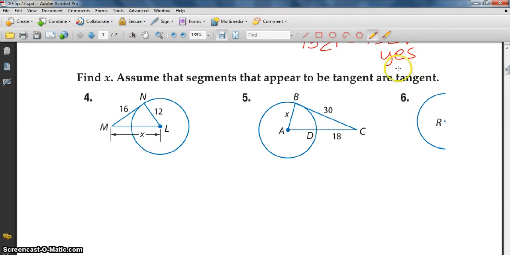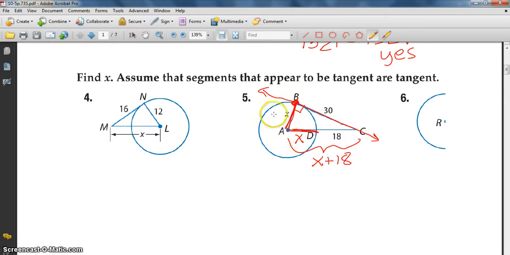On number 5, assume that segments that appear to be tangent are tangent. Find x. So it looks as though this line is tangent to the circle, intersecting at 1 point. The point of tangency is point B. Therefore, it will be perpendicular to the radius at the point of tangency. We want to figure out what the radius is. So the radius here would also be x. The entire hypotenuse is x plus 18.